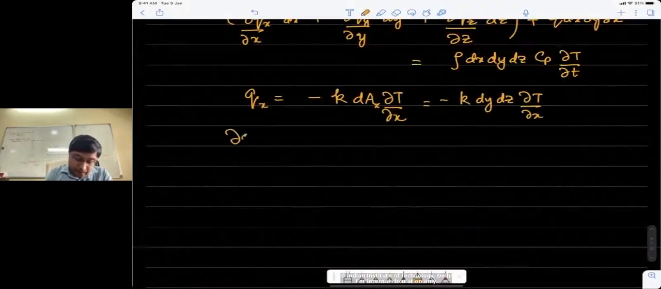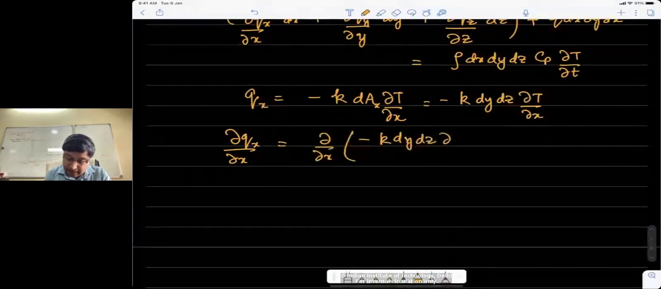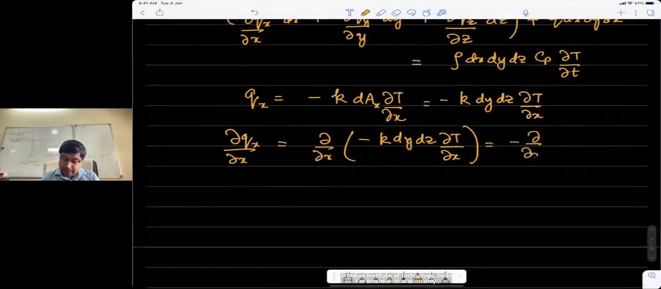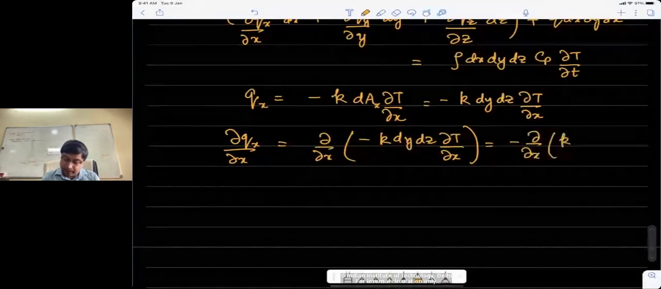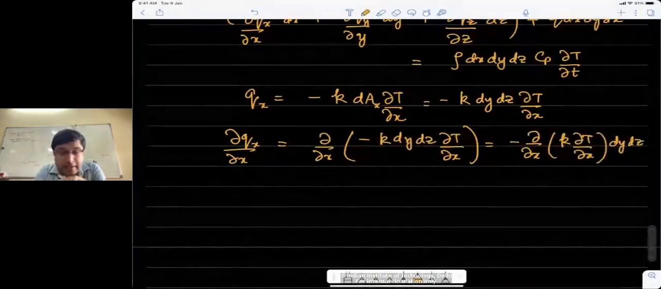So clearly dqx/dx would be d/dx of minus k dy dz dT/dx, which I can write as minus d/dx of k dT/dx dx dy dz, since the elements in the other directions are not dependent on the x coordinate.